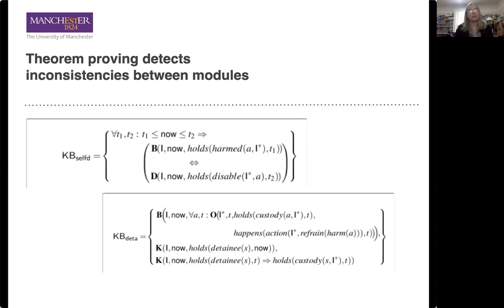And below you have the ethical rule. O here stands for an obligation, so this is in a sort of deontic logic kind of reasoning. You have this obligation that if someone is in custody, then you should refrain from harming them. And you've got K, which is some knowledge. So if you know that this person is a detainee, then you also know that they are in custody. So these are the kinds of things I mean by the encoding of the ethics.